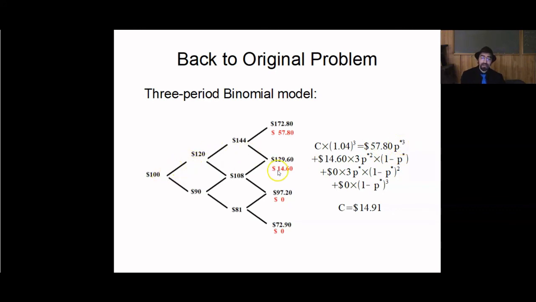Then there are 3 ways that you could end up at this 129.60 for a value of 14.60 for the call option. You could go up, up, down, or up, down, up, or down, up, up. Right? Hopefully from a probability class or a combinatorics class in high school, you learned about that. So you'll notice that there's a probability 3 times P star squared times 1 minus P star that you'll end up with a value of 14.60. And then, either way of landing here or here, right, any of those, would get you a value of 0. So you crunch those numbers out to get a call value of 14.91.